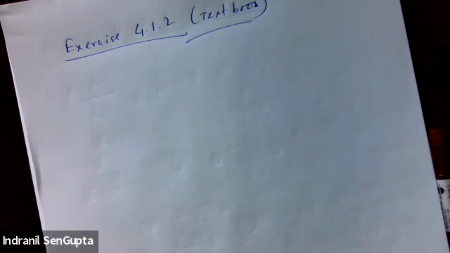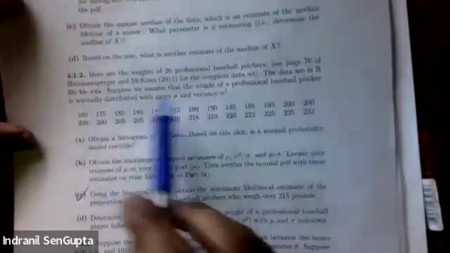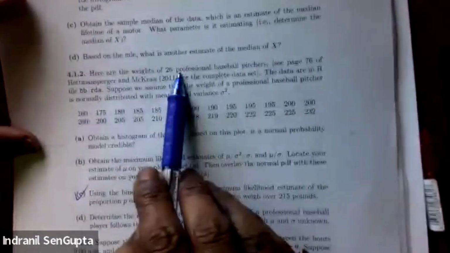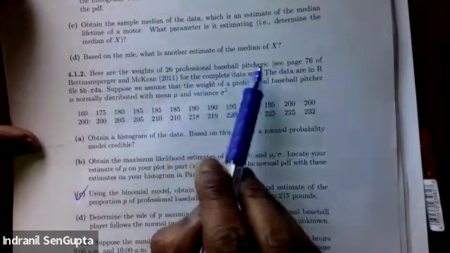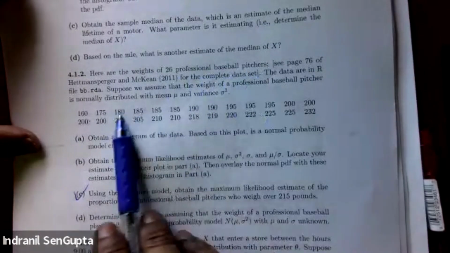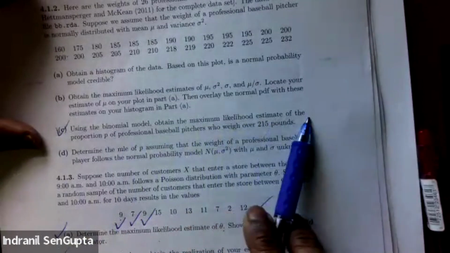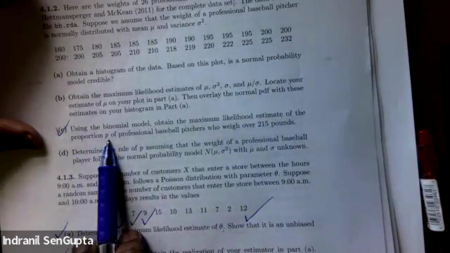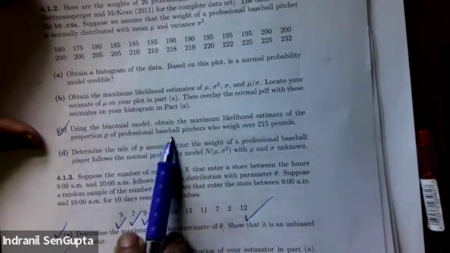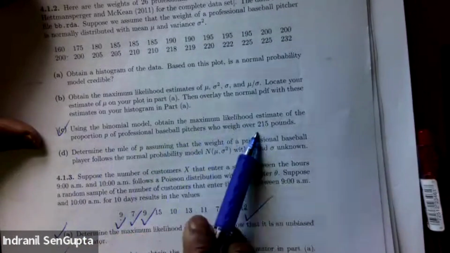Okay. What is this asking is the following. Here are the weights of 26 professional baseball pitchers. And these are the weights. I'm focusing on part C of the problem. Using a binomial model, obtain the maximum likelihood estimate of proportion P of professional baseball pitchers who weigh over 215 pounds. So let's just focus on part C.